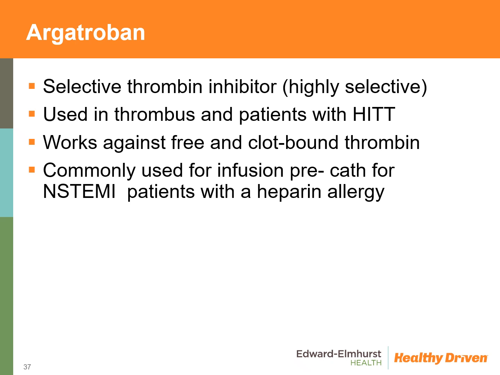Argatroban is a selective thrombin inhibitor. It's highly selective. Used in thrombus in patients with HIT, and works against free and clot-bound thrombin. It's commonly used for infusion pre-cath for NSTEMI patients with a heparin allergy.